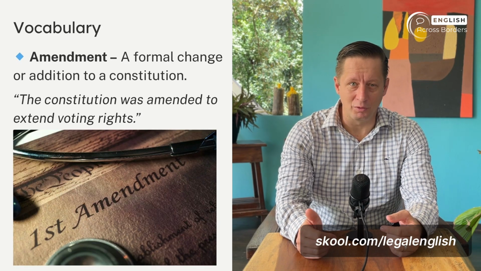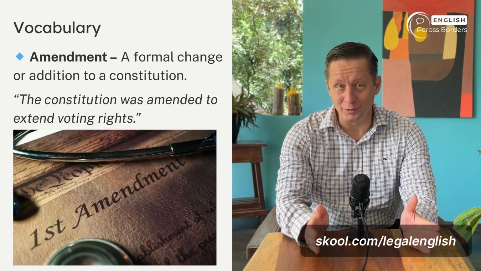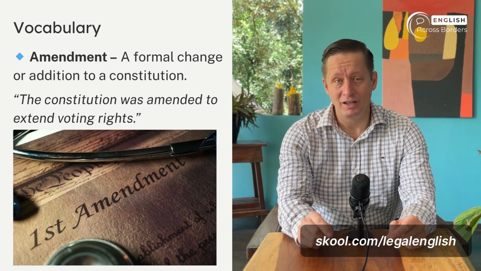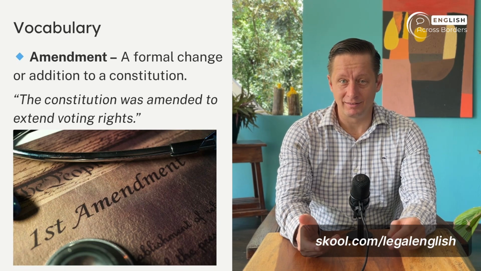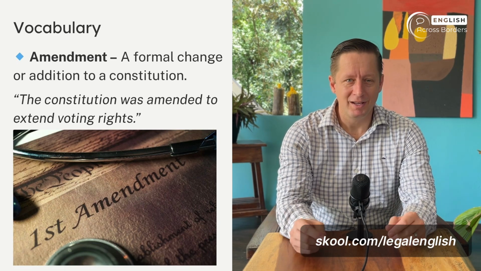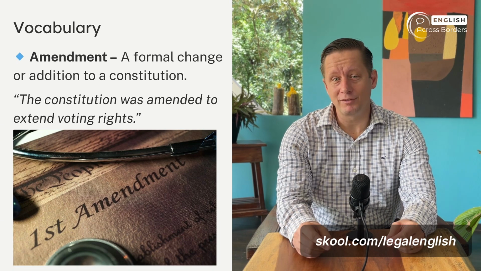Let's look at a story. In 1971, during the Vietnam War, the U.S. Constitution was amended to lower the voting age from 21 to 18. Citizens argued, reasonably, if young people are old enough to be drafted into the army, they must also be old enough to vote.